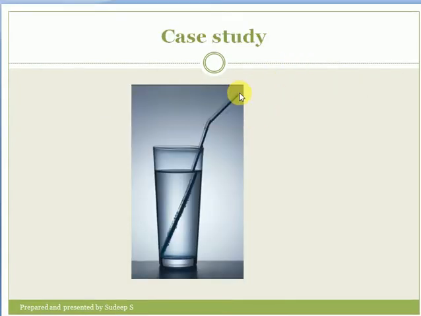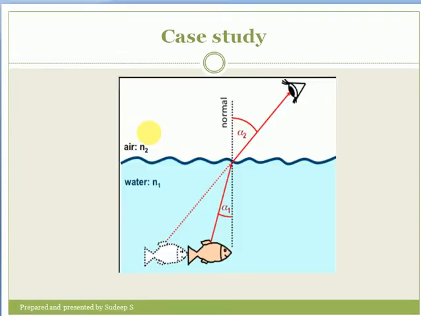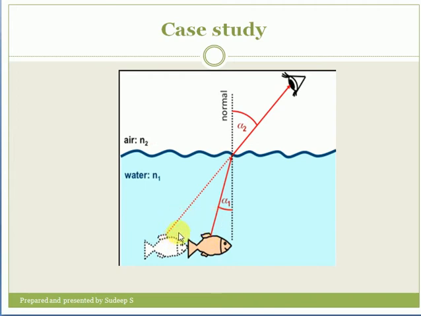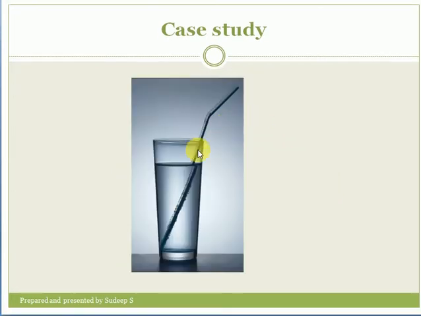A straw partially immersed in water, or a fish in a transparent glass, when observed obliquely from above, the position of the fish that appears to the observer may in reality be at a different place. In both the cases, light rays travel through different media, that is water and air, or air, glass, and water.